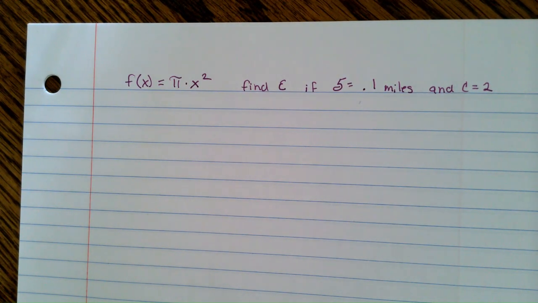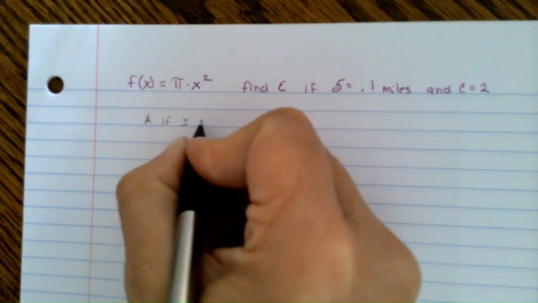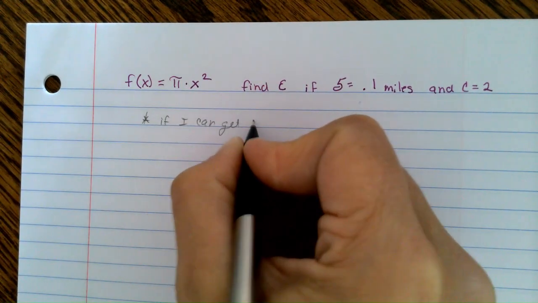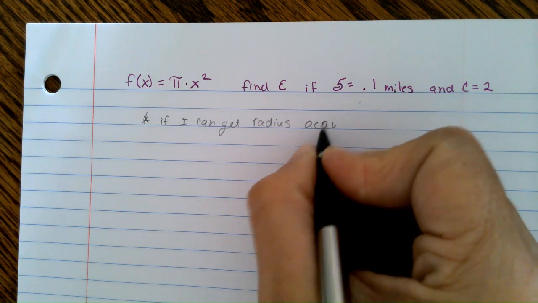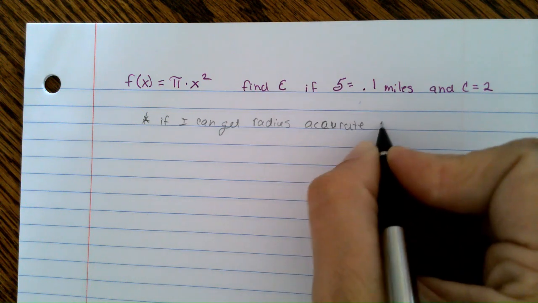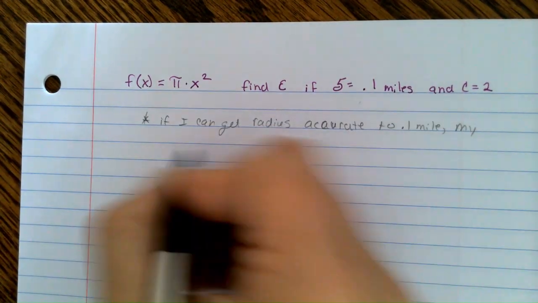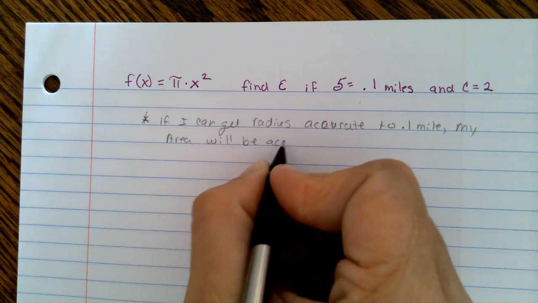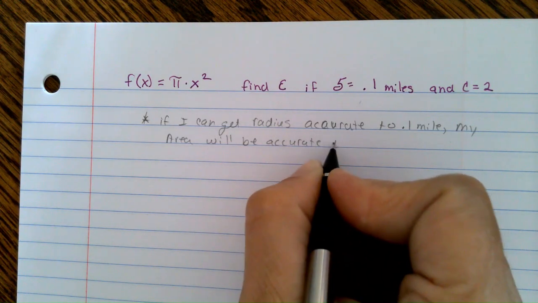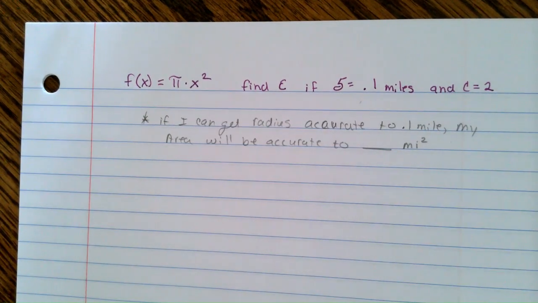Okay. So if I can measure my radius, basically, this is really because x is my radius. So if I can get the radius accurate to 1/10 of a mile, my area will be accurate to what? And we know that'll be in square miles.